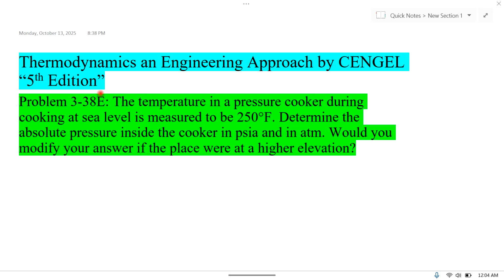In today's lecture, I am solving problem 3-38E from the book Thermodynamics: An Engineering Approach by Cengel, 5th edition. The statement is: the temperature in a pressure cooker during cooking at sea level is measured to be 250 degrees Fahrenheit. Determine the absolute pressure inside the cooker in psia and in atm. Would you modify your answer if the place were at a higher elevation?